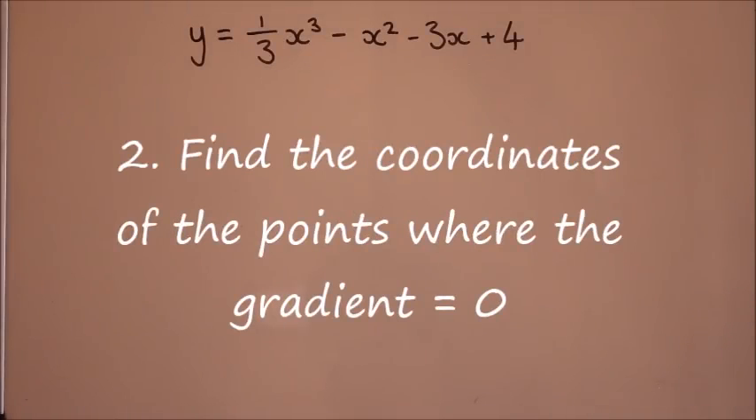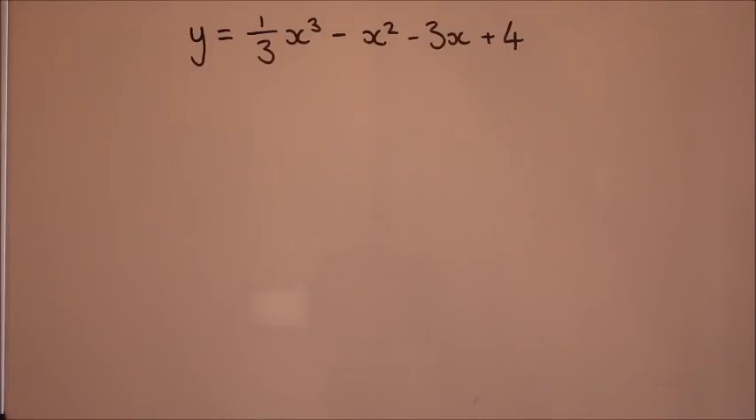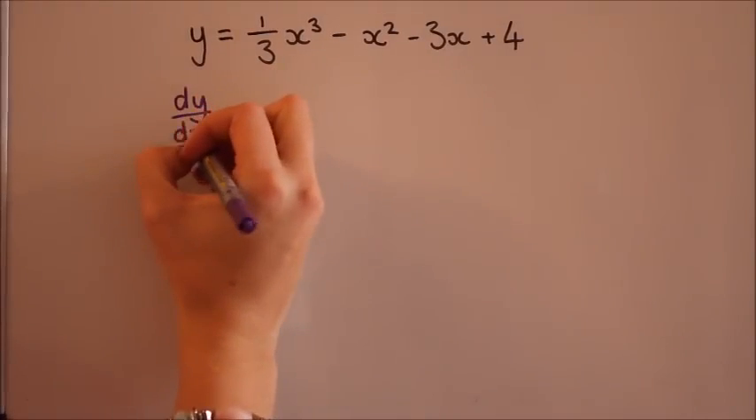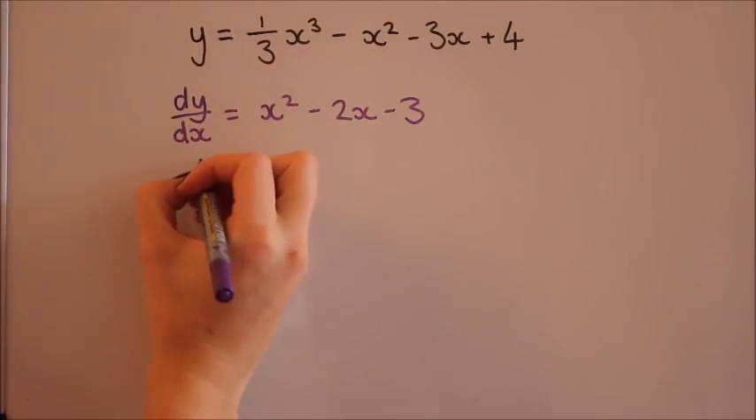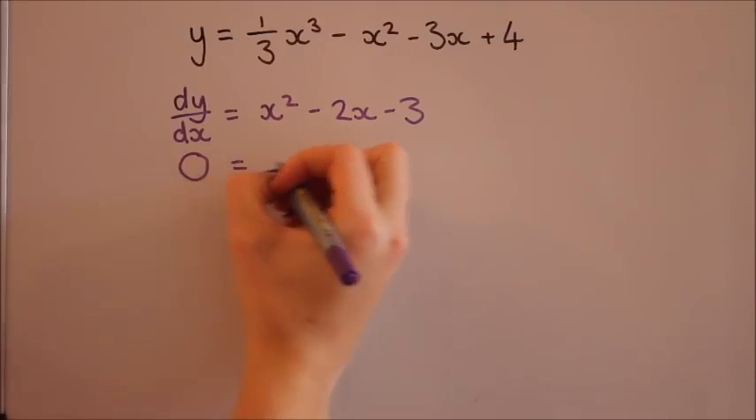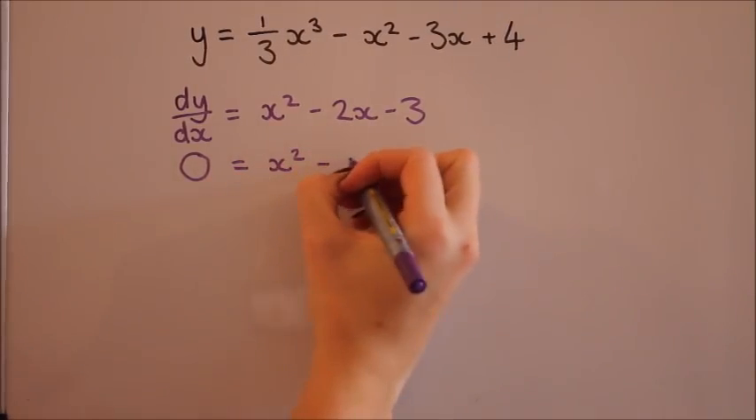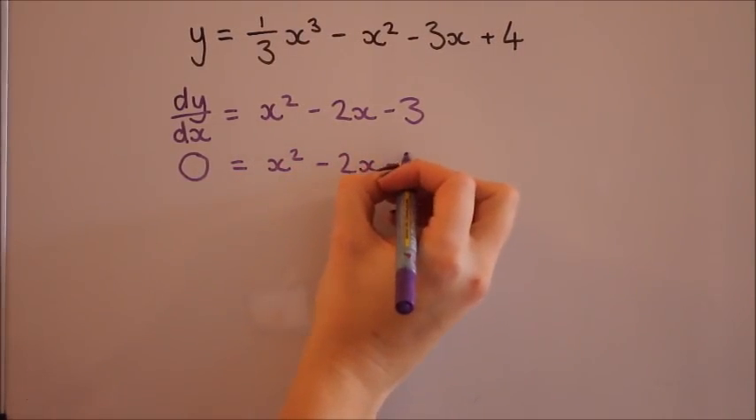Again, this is a question about gradient, so we know we're going to differentiate. This time we're asked to find where the gradient is 0. So let's start by differentiating and then we'll put that equal to 0. We know the gradient is 0, so we can replace that. And now we've got a nice, easy quadratic to solve.